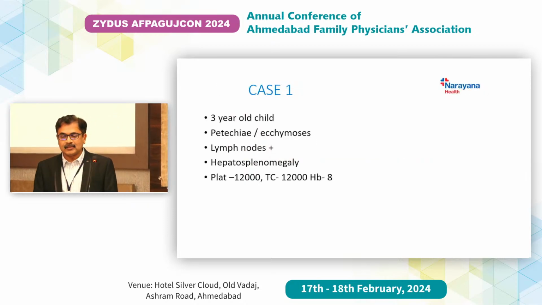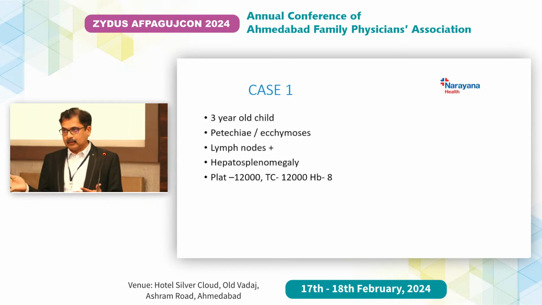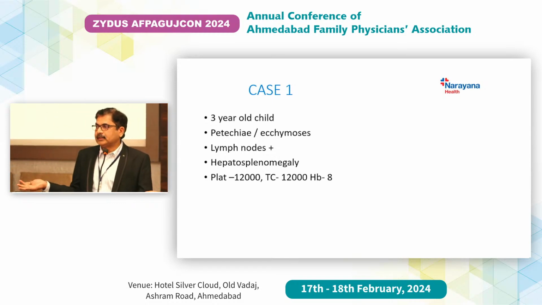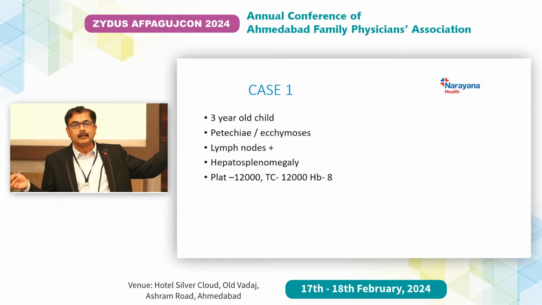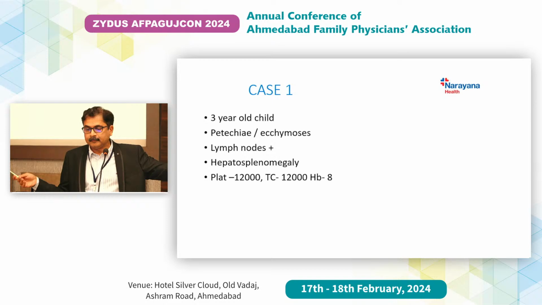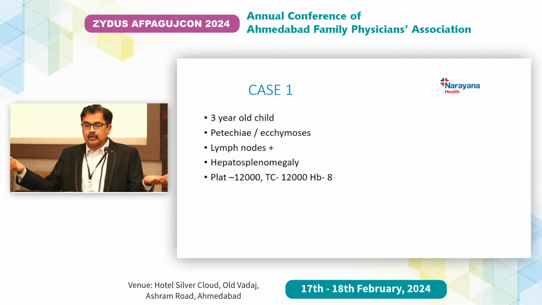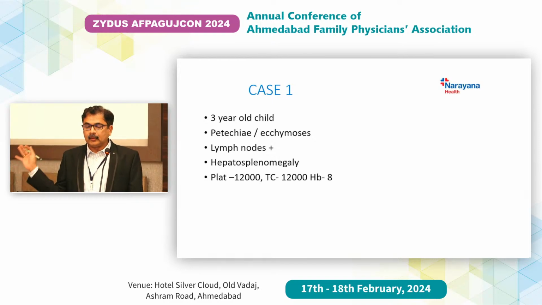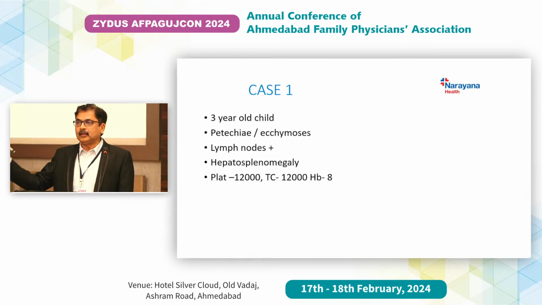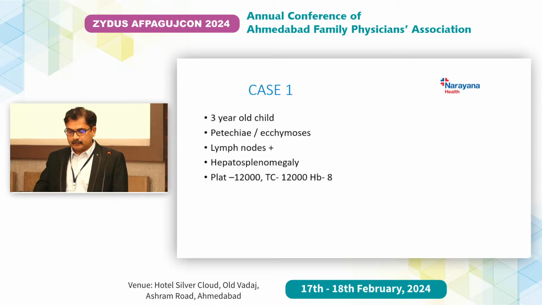So this is the first case for y'all. These are the patients who will come to you, and this is the kind of patients I picked up for discussion today. A 3-year-old child with ecchymosis. I told you what petechiae and ecchymosis look like in that picture. They also have lymph nodes. You have all examined lymph nodes. Hepatosplenomegaly, and this is a number. Platelet is 12,000. Total count is also 12,000. Hemoglobin is 8. Diagnosis?